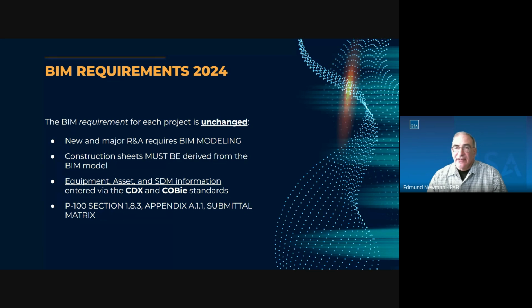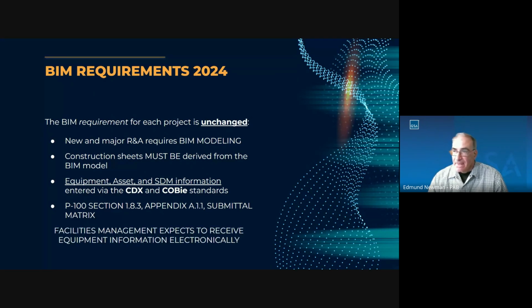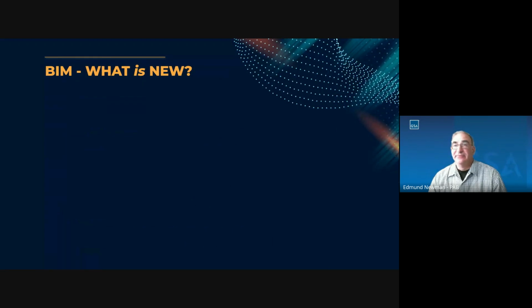And all of these are called out in P100 under section 1.8.3, appendix A1.1, and the P100 submittal matrix for architects. And all of this is to enable facilities management to enter the parts of your building that they need to operate and maintain in the future quickly and easily into their CMMS, their computerized maintenance system, also called Maximo for those of you who know the particular program.